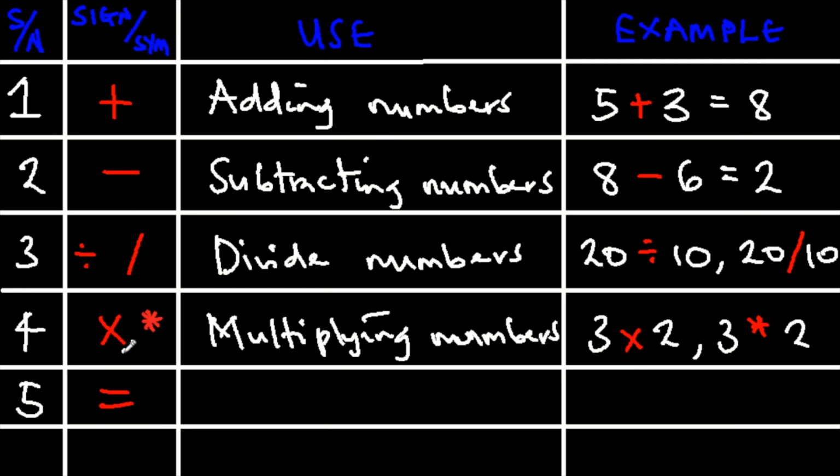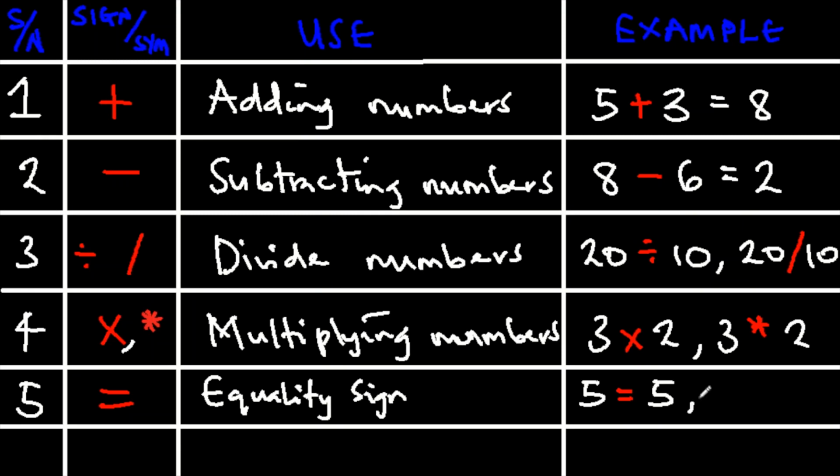This sign is called the equality sign. And we use this sign whenever we want to show that a value on the right hand side is equal to a value on the left hand side. For example, let's say on our left hand side we have the number 5, and on our right hand side we also have the number 5. We can say that 5 is equal to 5, right?